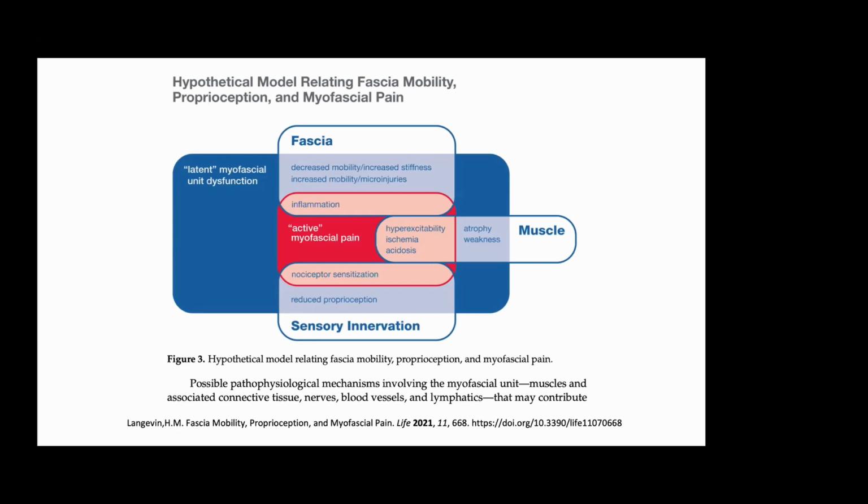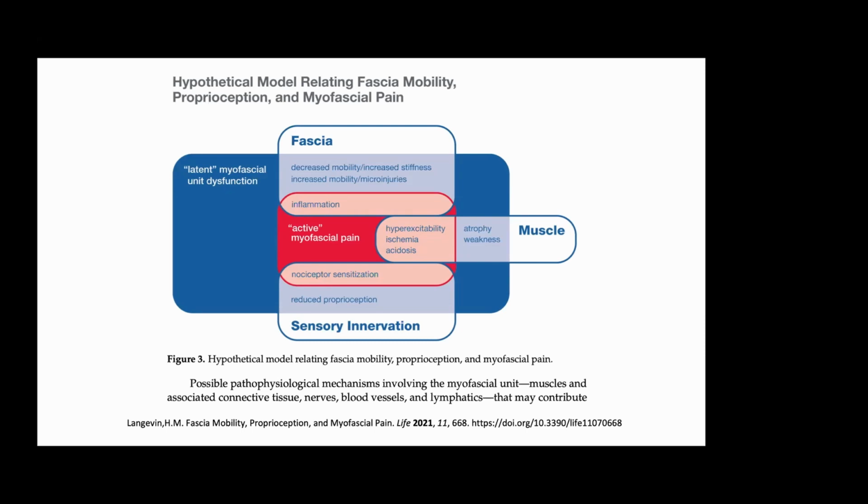When we have problems in fascia, we have decreased mobility and increased stiffness. When we have problems on the muscle side, we have atrophy and weakness, and when the sensory innervation is affected, we have reduced proprioception. And when pain is activated, we have active myofascial pain, inflammation, ischemia, and the nociceptors are sensitized. So everything is alerted, and at this point we need different techniques than what we need when we have this kind of latent myofascial unit dysfunction.